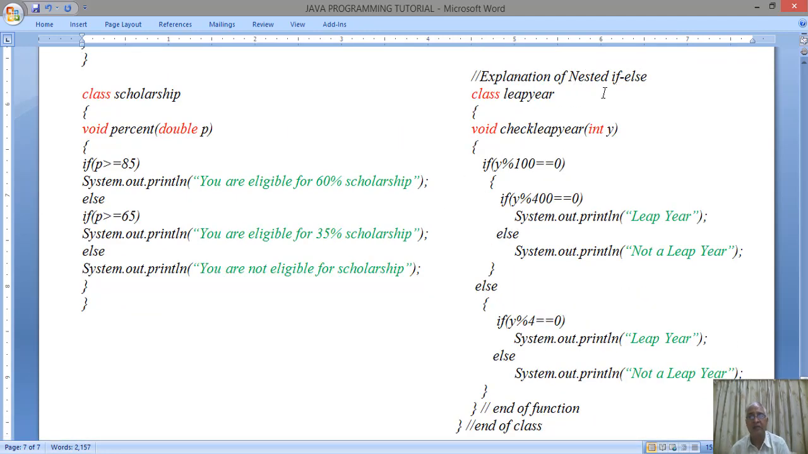What is nested if else? Nested if else is an if else within an if else. If the if else condition is within another if else, that is called nested if. So this is a leap year, to check the leap year. So we are checking the leap year, check leap year int y. Y is taken for checking the leap year. Now there are two conditions in a leap year.